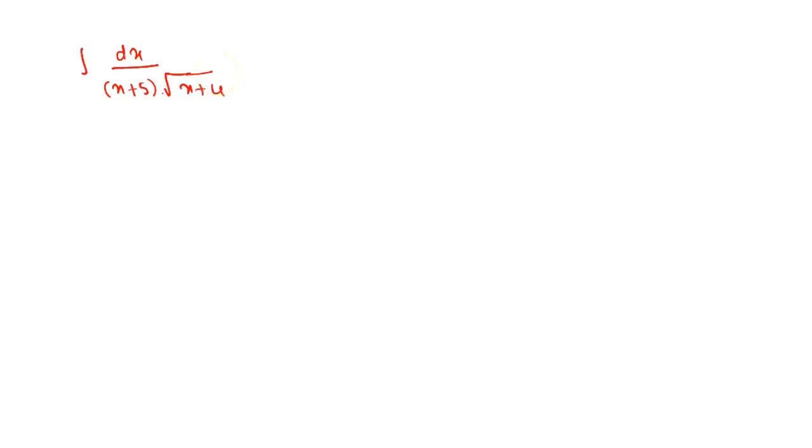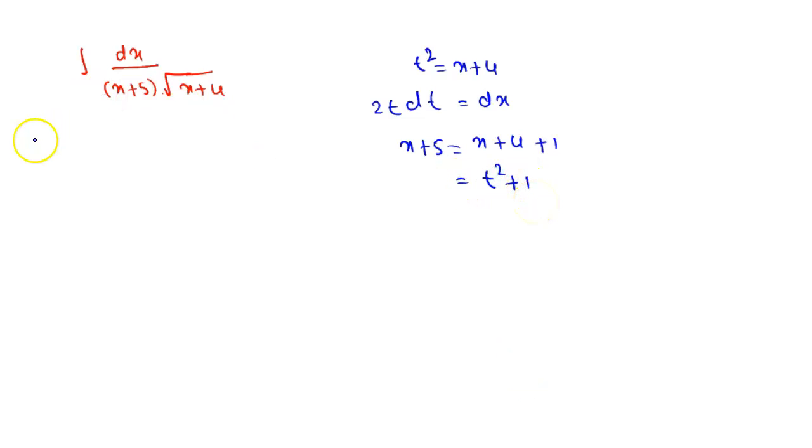This is the question. So here I am taking t square is equal to x plus 4. Differentiate with respect to x, 2t dt is equal to dx, and x plus 5 can be written as x plus 4 plus 1, that is equal to t square plus 1. Replace in that question, integral 2t into dt, right? The dx value is replaced with 2t into dt.